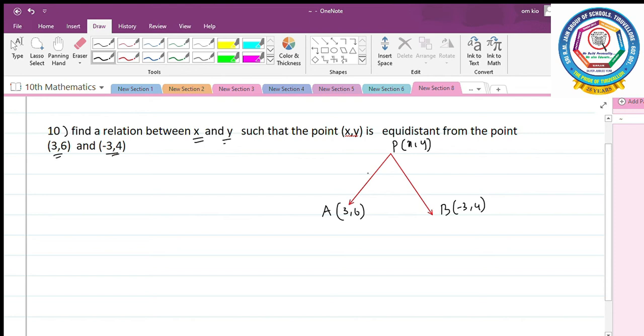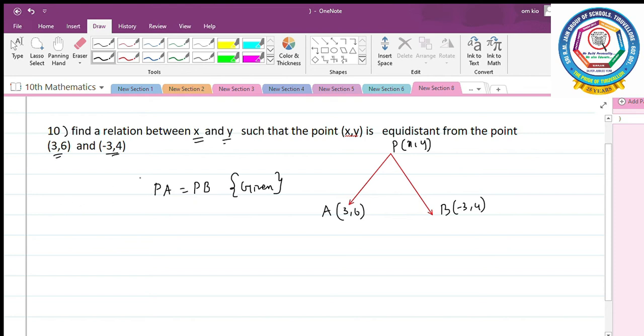So what condition? Equidistant. So PA equal to PB. This is given. So we have to find out the distance between PA and the distance between PB. Then we have to equate both distances.